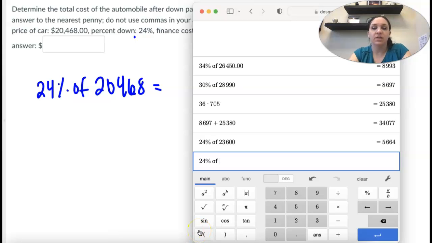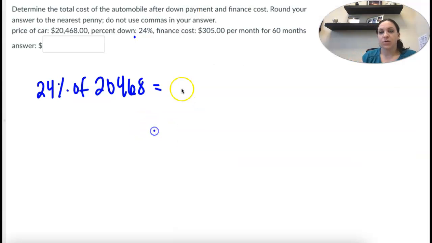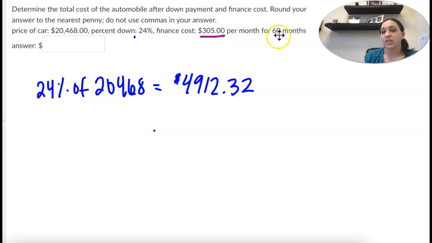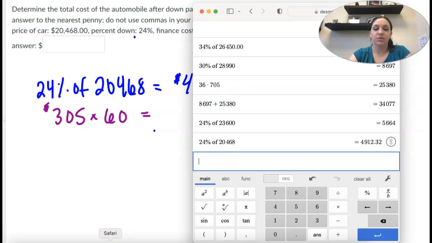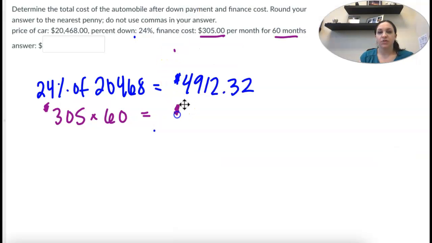24% of $20,468. So $4,912.32. Down payment of around $4,900. But then we have to finance, paying $305 for 60 months. So we multiply those. $305, 60 times. 305 times 60, 18,300. No cents.